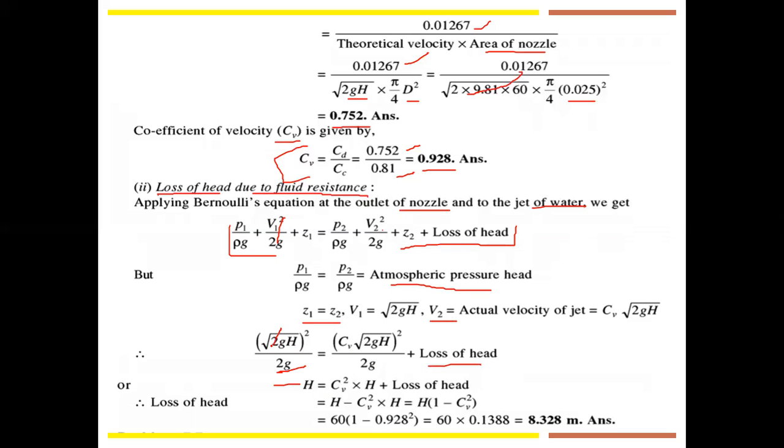so we cancel, root 2g, 2g, 2g. h is equal to CV square into h plus loss of head, that is equal to h minus CV square into h, that is equal to h of 1 minus CV square. Now 60 of 1 minus 0.928 square is equal to 8.328. 8.328, that is the answer, right? Understood? So simply, when loss of head comes, directly we have to take the Bernoulli's equation concept.